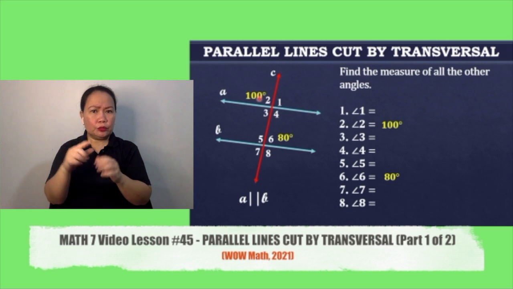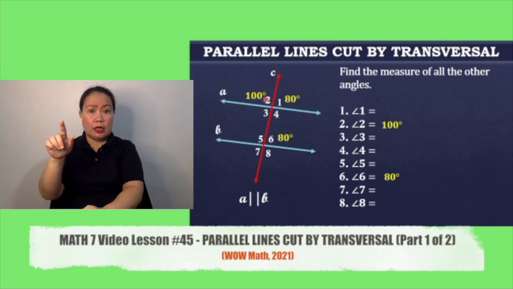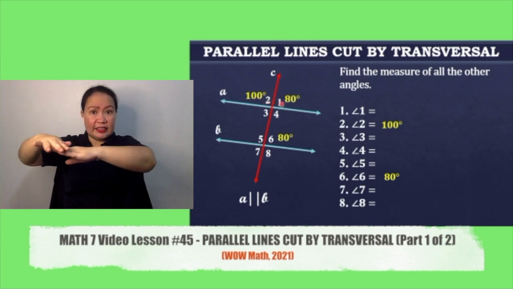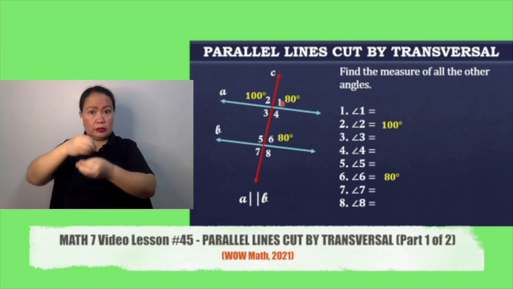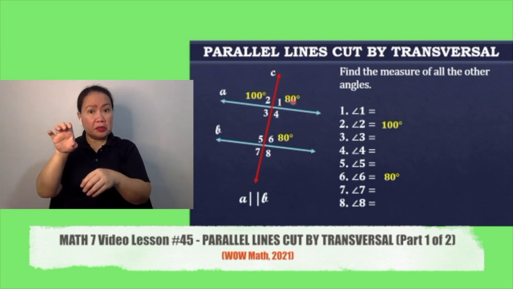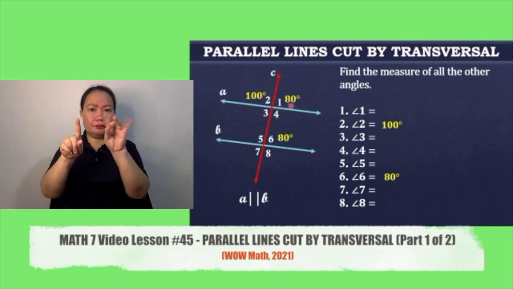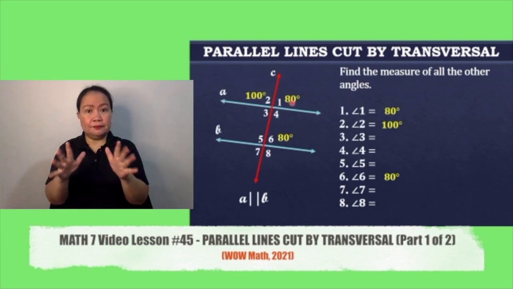So, ito, okay, this is 80 degrees. Why? Because angle 2 and angle 1 form a linear pair. So, pag linear pair, automatic, they are supplementary, right? So, kung supplementary sila, if this is 100, therefore this is 80. Okay? So, this is 80 kasi kung 100 to, 80 to.